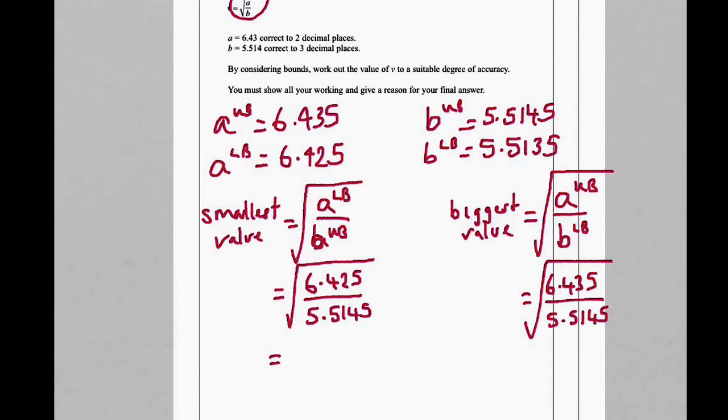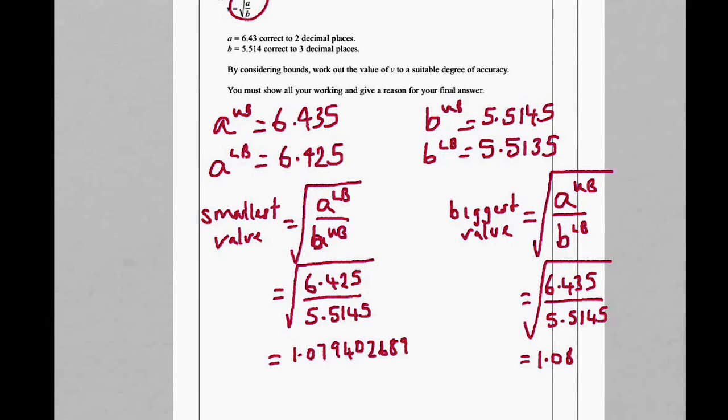Now when I work these out, I get, for the smallest possible value of v, 1.079402689, and for the biggest value, I get 1.080340323. Now we can see that to the nearest integer, these would both be the same.